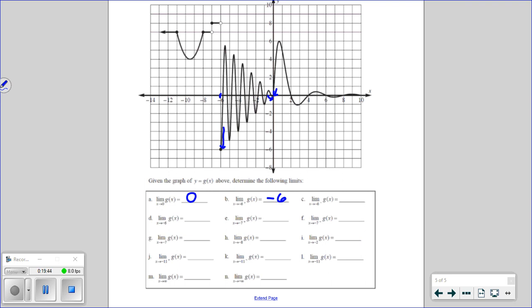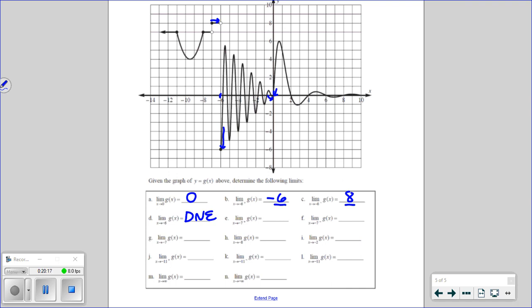Okay, the next one is the limit as x approaches -6 from the left. In this case, we're going to go up here and look at this part of the graph. And in that case, it looks like y is getting closer to 8. Now notice our next limit is the two-sided limit, as x approaches -6. But we just evaluated the one-sided limits and we got two different answers. So that means the two-sided limit does not exist.